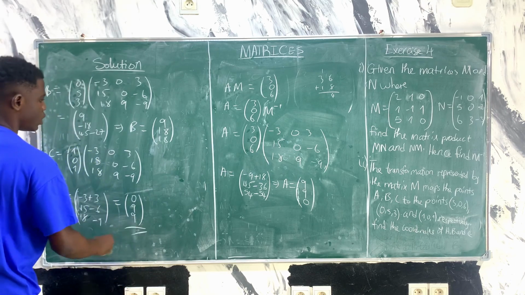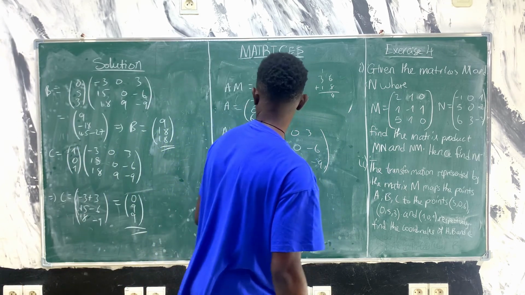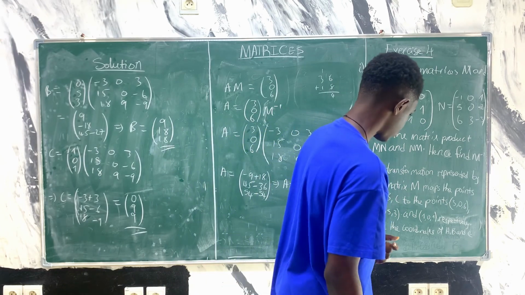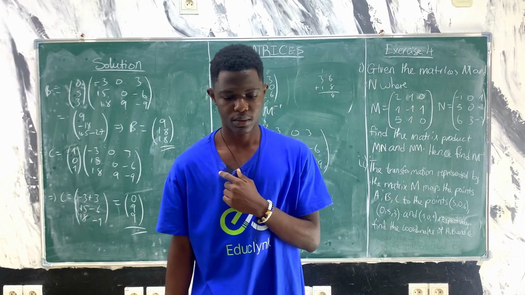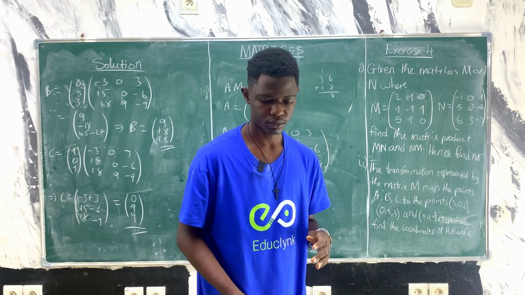So here we have found A, we have found B, and we have found C. This is A, this is B, and this is C. Yeah, so we are done with exercise 4.